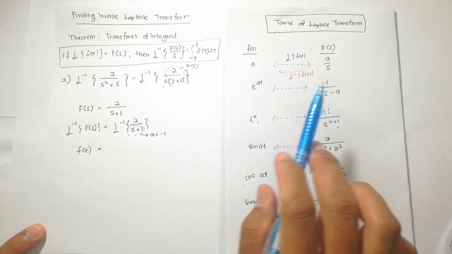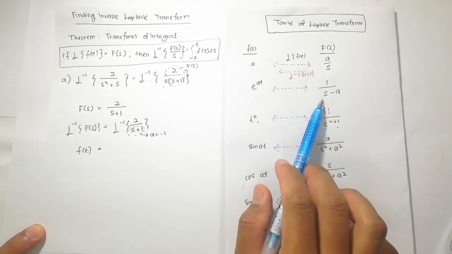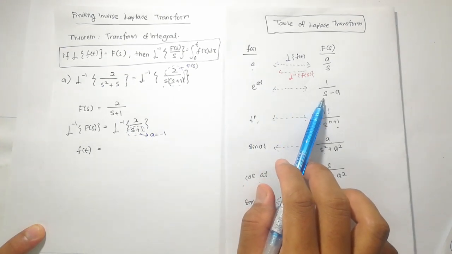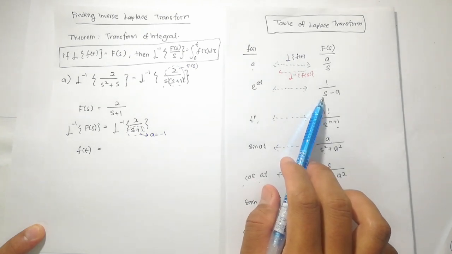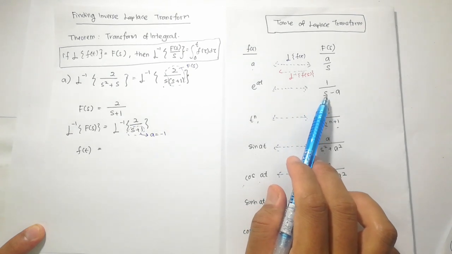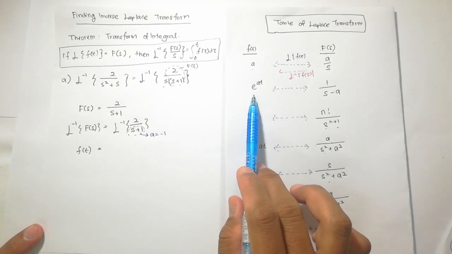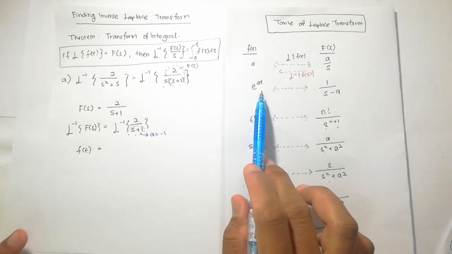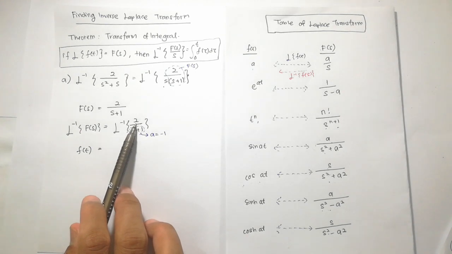But we need to have 1 over here in terms of the numerator. So we need to modify this function a bit so that it has a similar pattern to the function in the table of Laplace transform, 1 over s minus a. If it is the same, then we can have our inverse Laplace transform, which is e to the power of a t. For this case, we have a equal to negative 1. So we need to have 1 as the numerator.